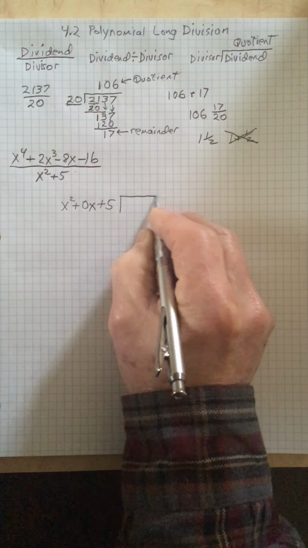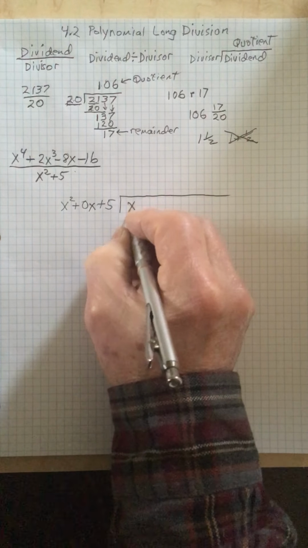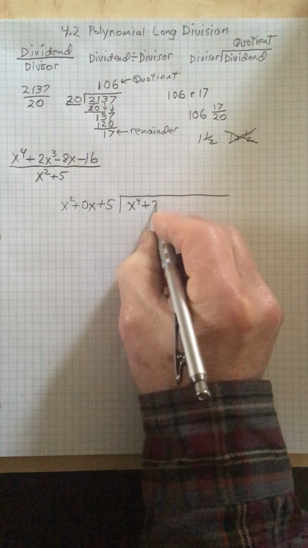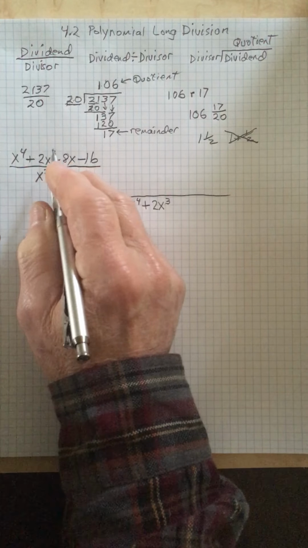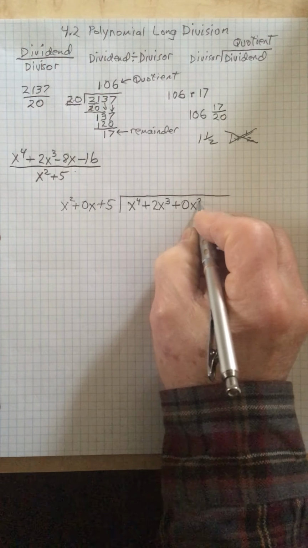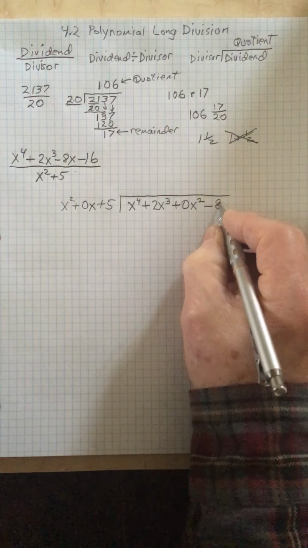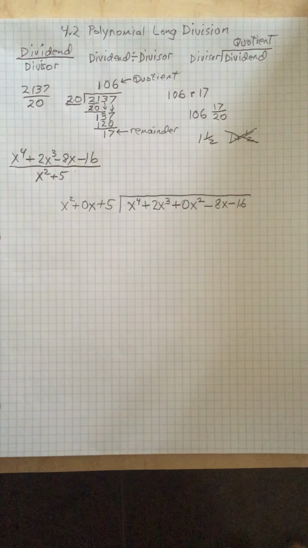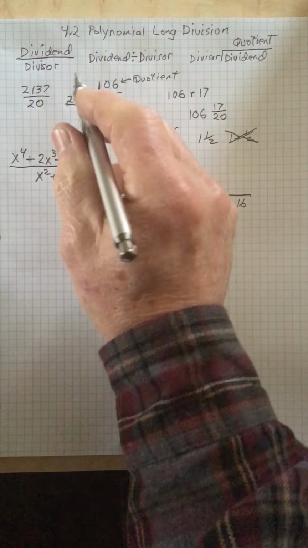And we're going to divide that into this one. I have x4 plus 2x3. Now I'm missing an x squared here, so I'm going to have to add in 0x squared again as a placeholder, minus 8x minus 16. So now we're ready to start dividing, and we do exactly what we did above.